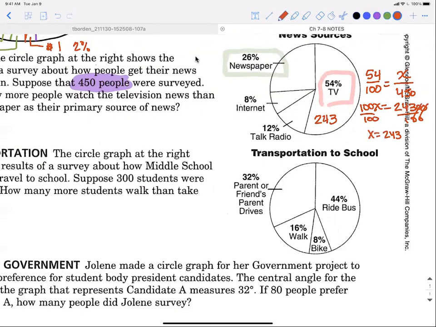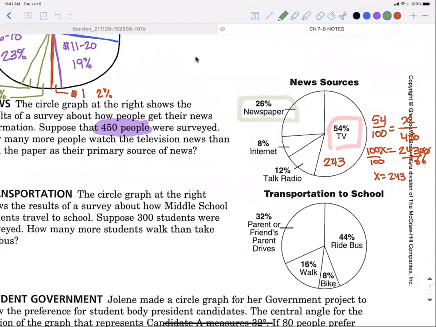Okay. Now let's do the same thing with the newspaper people. So we want to know 26%, right? 26 over 100 represents the unknown number of people out of 450. And if we solve for that X, we're going to know the number of people that read the newspaper to get their news. So again, we cross multiply and we get 100x equals 11,700. And we divide by 100 and divide by 100. And we get that 117 people get their news from the newspaper.